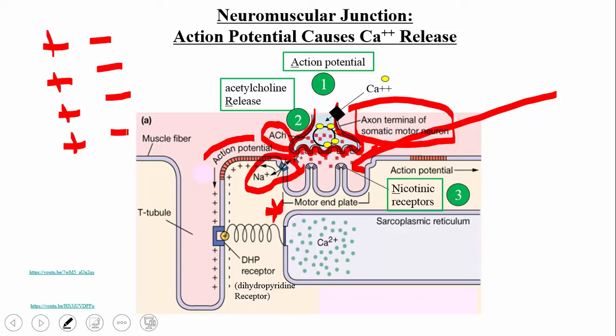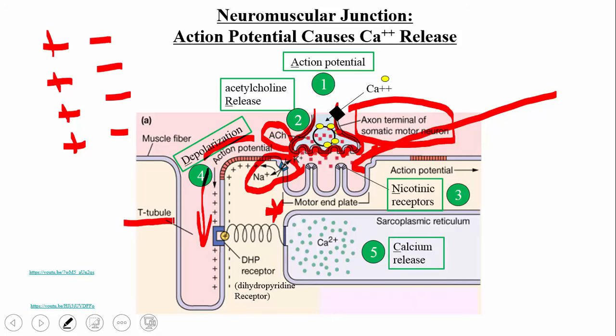Okay, and so what happens is this action potential travels down these things that are called transverse tubules. That act of the action potential traveling down those transverse tubules, we call it number four, depolarization. Eventually, that depolarization is going to result in the release of calcium from something called the sarcoplasmic reticulum, which we discussed earlier. And that's step five, calcium release.